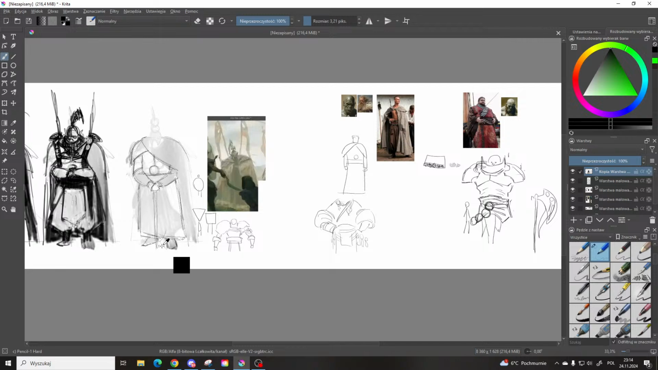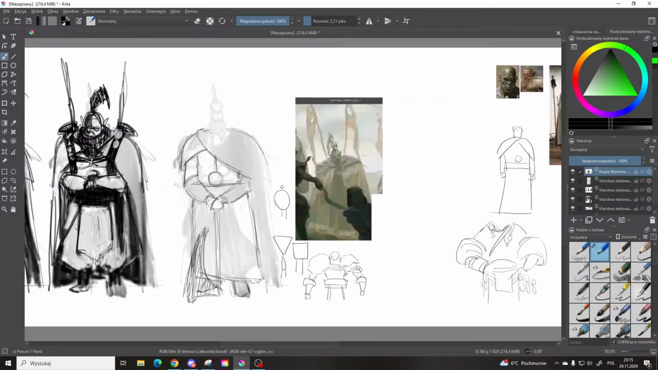Yeah, I like this shape of blade, but I will make it into the other side, so it balances the cape going just on this side. Okay, so this one is more simple.